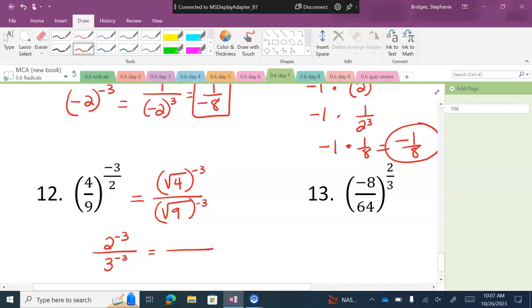I cannot leave negative exponents in my answers. Where is that 2 going to go? To make that 3, it's going to go to the bottom, right? And then where's the 3 at the bottom going to go? To the top. So basically we just switch those. What is 3 to the 3rd? And 2 to the 3rd? 8.